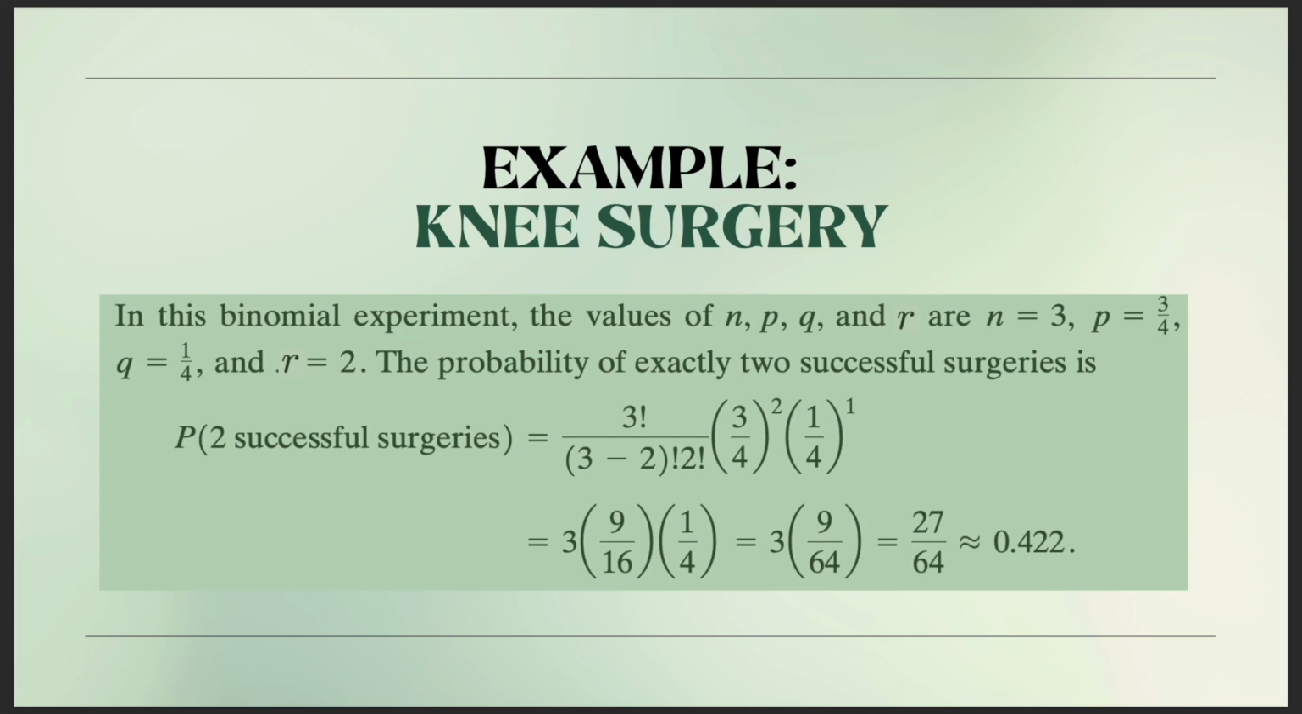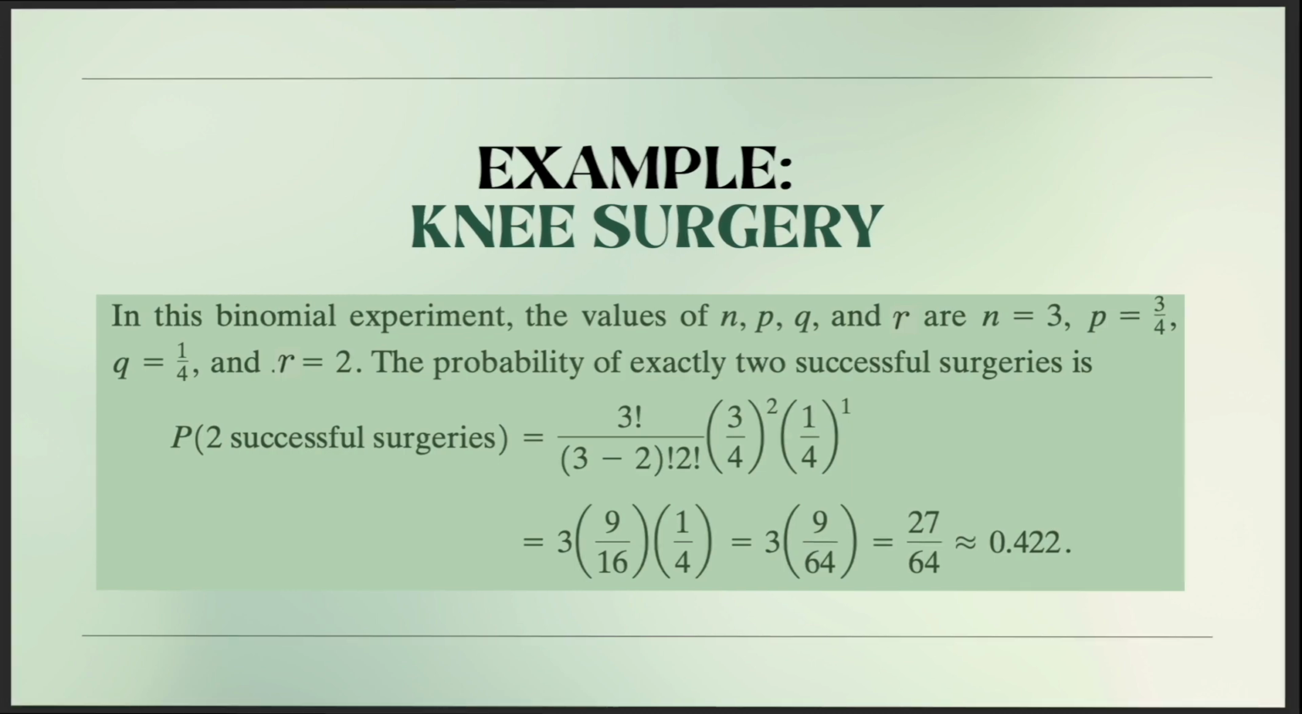3/4 squared becomes 9/16, and 1/4 to the first power is 1/4. If you calculate that out, eventually you get down to 0.422 approximately, which means that there's approximately a 42% chance that there will be exactly 2 successful surgeries.